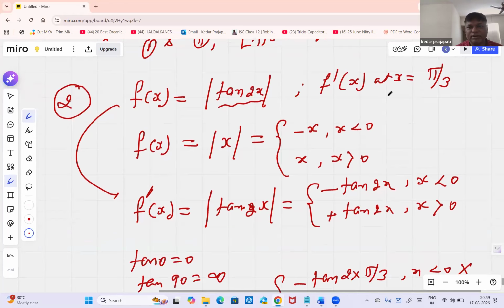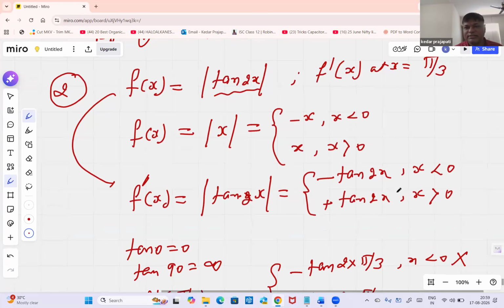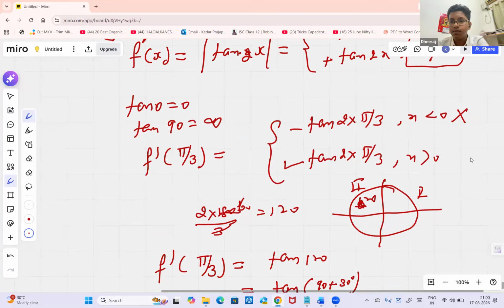Okay, there will be some condition here. At x equal to pi by 3, pi by 3 means what? x is greater than 0 only. This condition will only apply. If x is less than 0, this condition will not come. Clear? Yes.